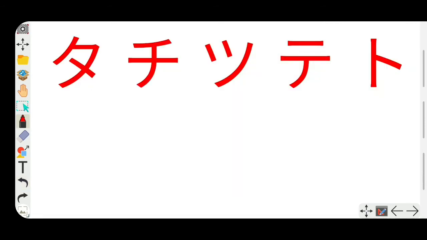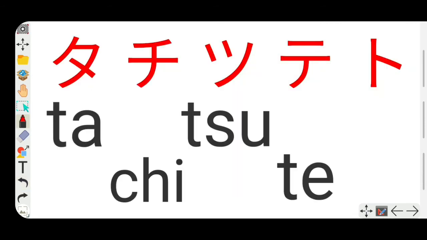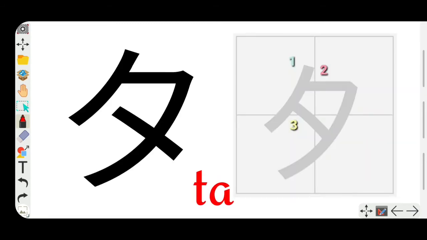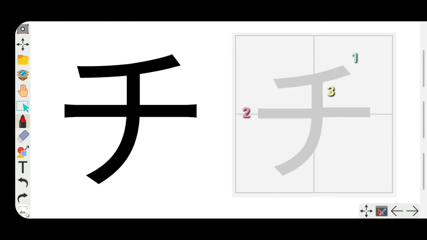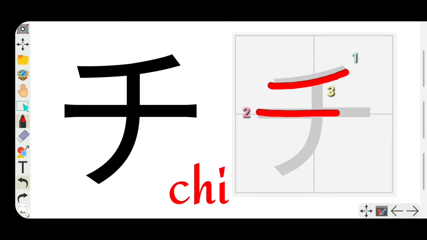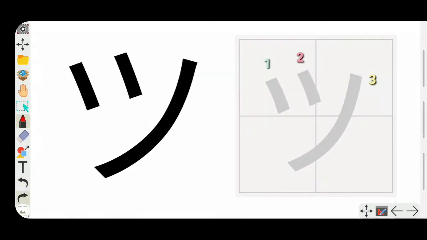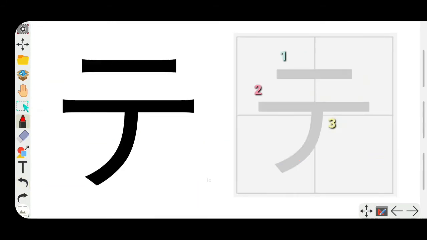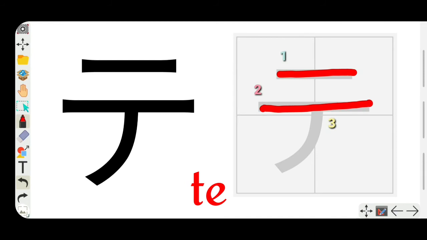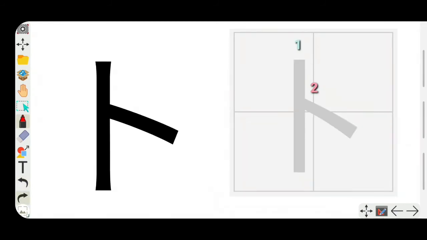Next, ta, chi, tsu, te, to. We have the ta, 1, 2, and 3. Dapat tatandaan nyo yung mga parts kung kailan siya dire-diretso lang at kung saan siya titigil. Next is chi. 1, 2, 3. We have tsu. 1, 2, and 3. Next is te. 1, 2, 3. Next is to. 1, 2.